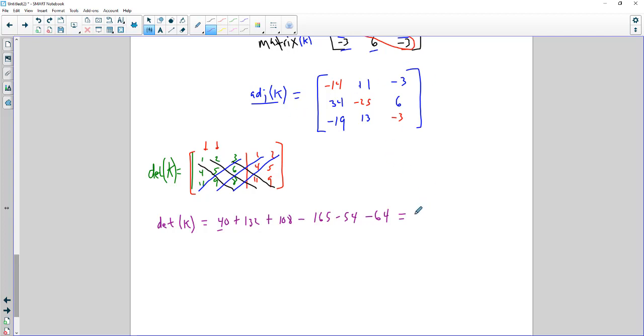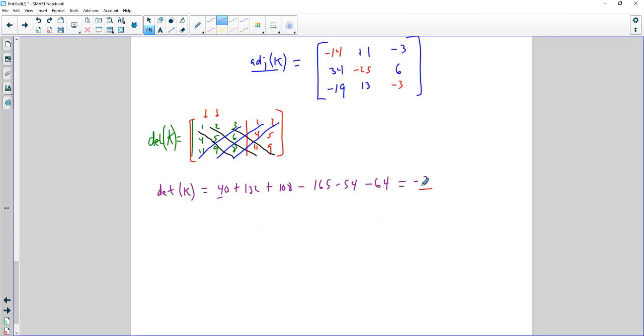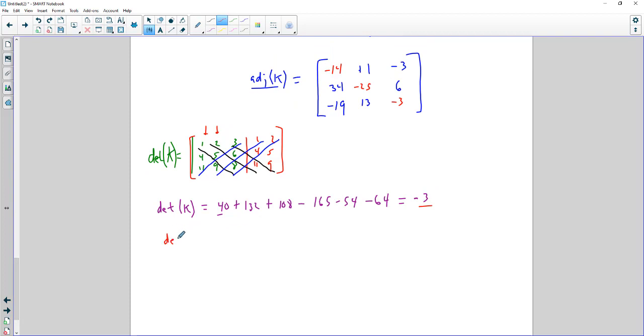So when I figure this out, this is going to actually equal -3, okay? All right. So the determinant is -3. So what I know now is the determinant of K is in fact -3. Now what I have to find is the inverse, okay?